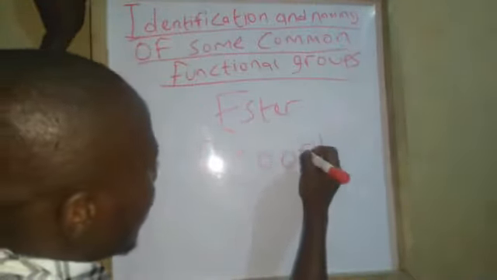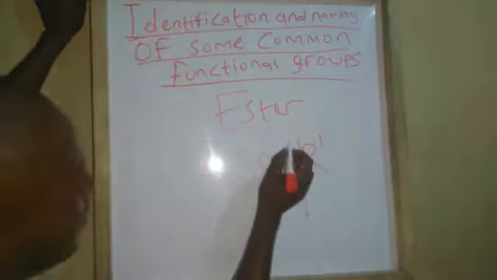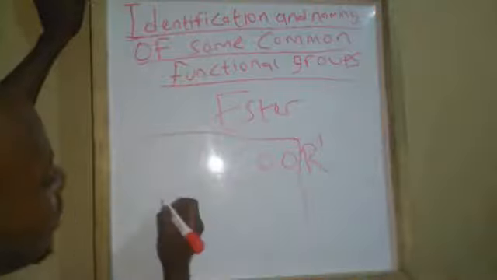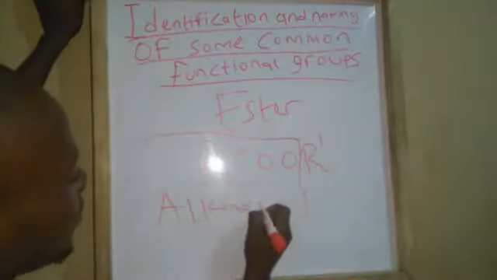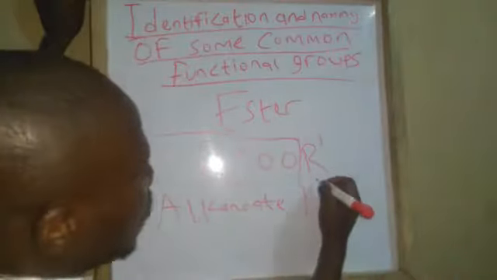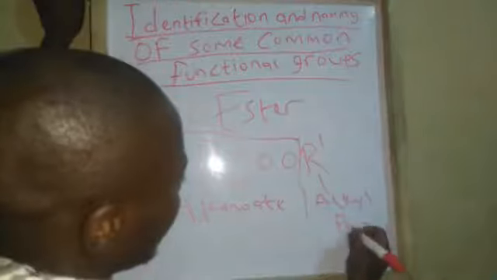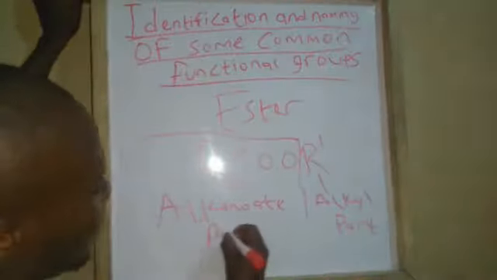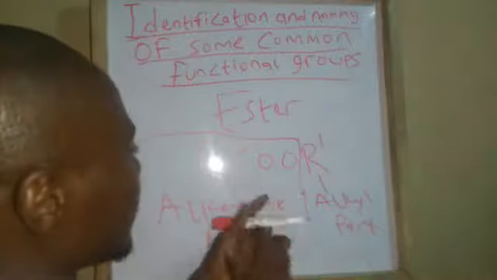RCOOR. So they are divided into two. This is the first part here, the alkanoate part. While this is the alkyl part. So parts. Are you getting it? So this is the alkanoate part. This is the alkyl part.